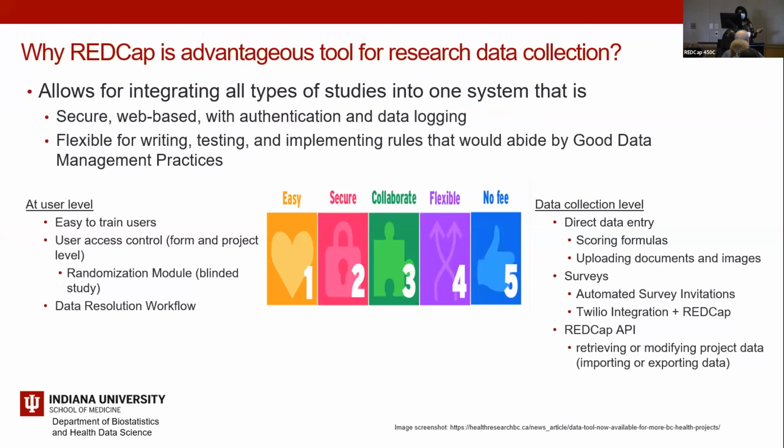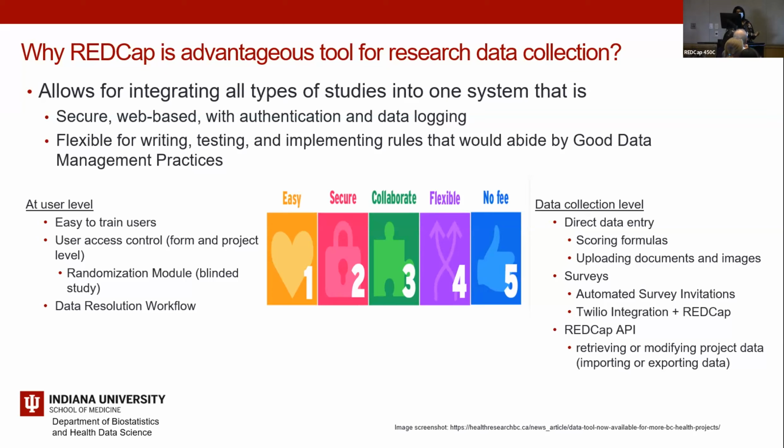Oh, I forgot to mention, it's an advantage at the user level because it's easy to train users. It has access control, at form and project level. The randomization module is accessible for blinded studies that we have in some of our projects. There's also the data resolution workflow, which is important when you're working with external collaborators and they want to know, how do we know that there is some kind of resolution workflow for the data? And then there's also data collection at the field level.